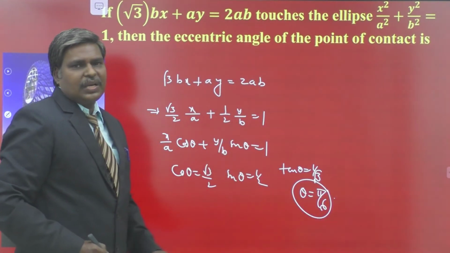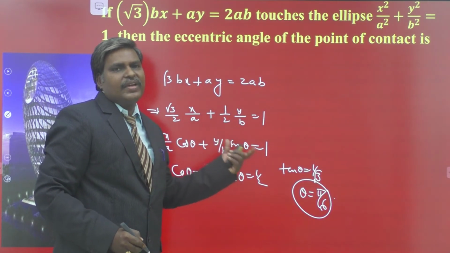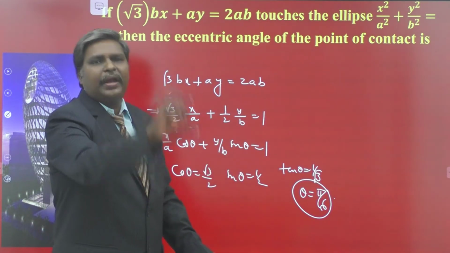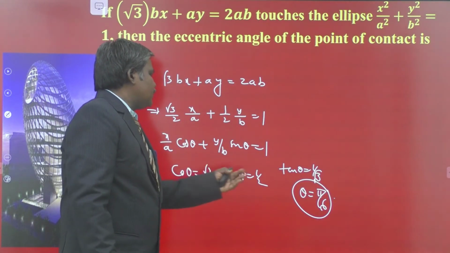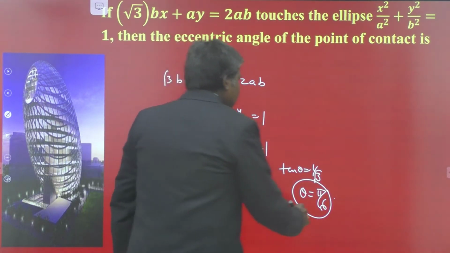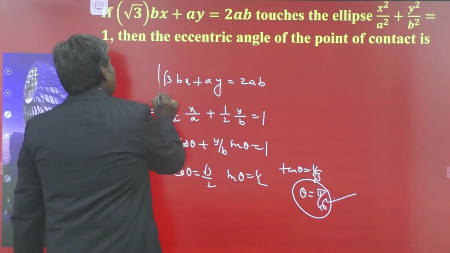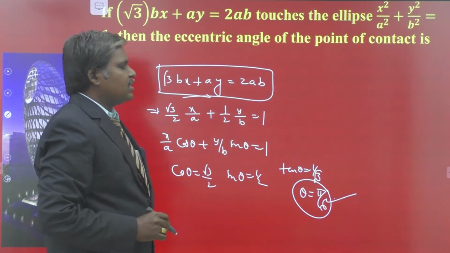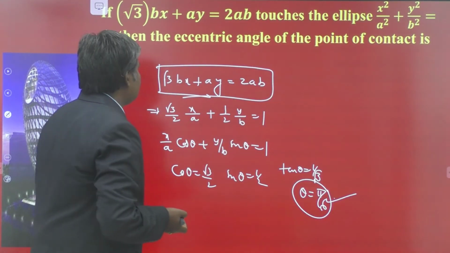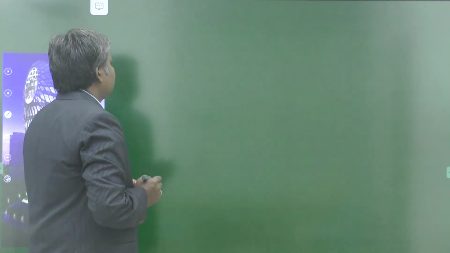x by a cos theta plus y by b sin theta equal to 1 is the equation of tangent at theta, where theta is the eccentric angle of that point. We know that one. So just by comparing, we obtain theta as 30 degrees. Understand? Very simple question. We convert the given line into the form x by a cos theta plus y by b sin theta is equal to 1, and we obtain the result. Understand? Next one.